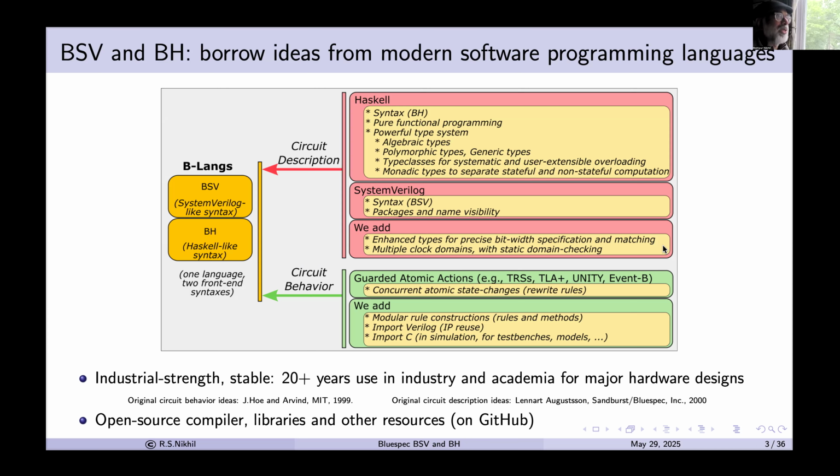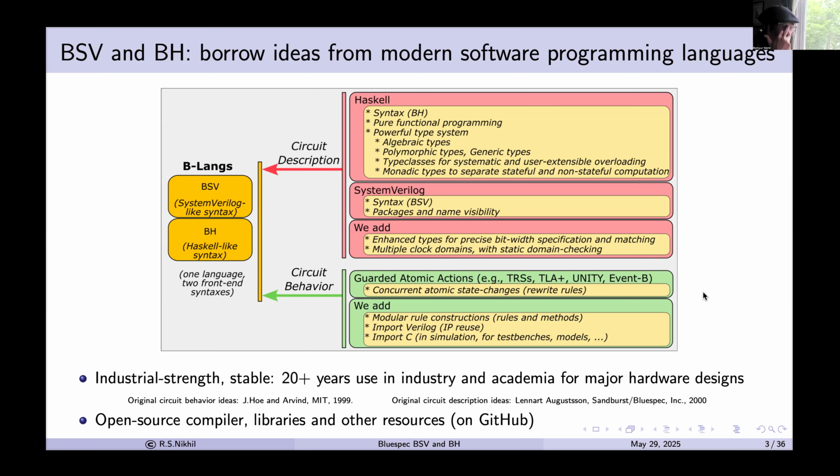The other thing we do, which is also new compared to the earlier Haskell and System Verilog, is that we support multiple clock domains, multiple clock and reset domains, but we also do static domain checking so that it's impossible to have signals crossing clock domain boundaries without going through a synchronizer. So all of that is structural, how you fit together circuits. And I'm going to show you examples so that it all becomes a little more concretized in your head.